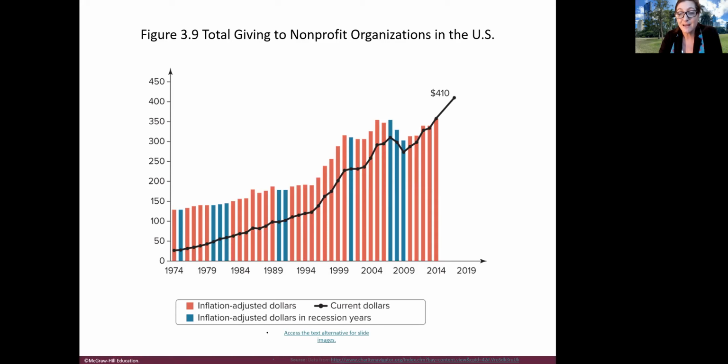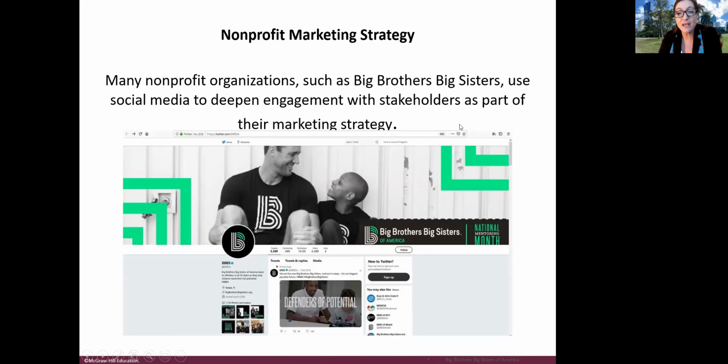One of the important points to understand with regards to non-profit organizations in the US is that giving has continuously increased over the years, or relatively so. We had a drop in 2008 when the financial crisis hit, and this data only goes to 2019, so I'm not sure where that curve goes in the COVID context, but we'll update that as the data comes to hand. So here we've got social media activity by Big Brothers Big Sisters, demonstrating engagement with stakeholders, not just their customers, but stakeholders, right?